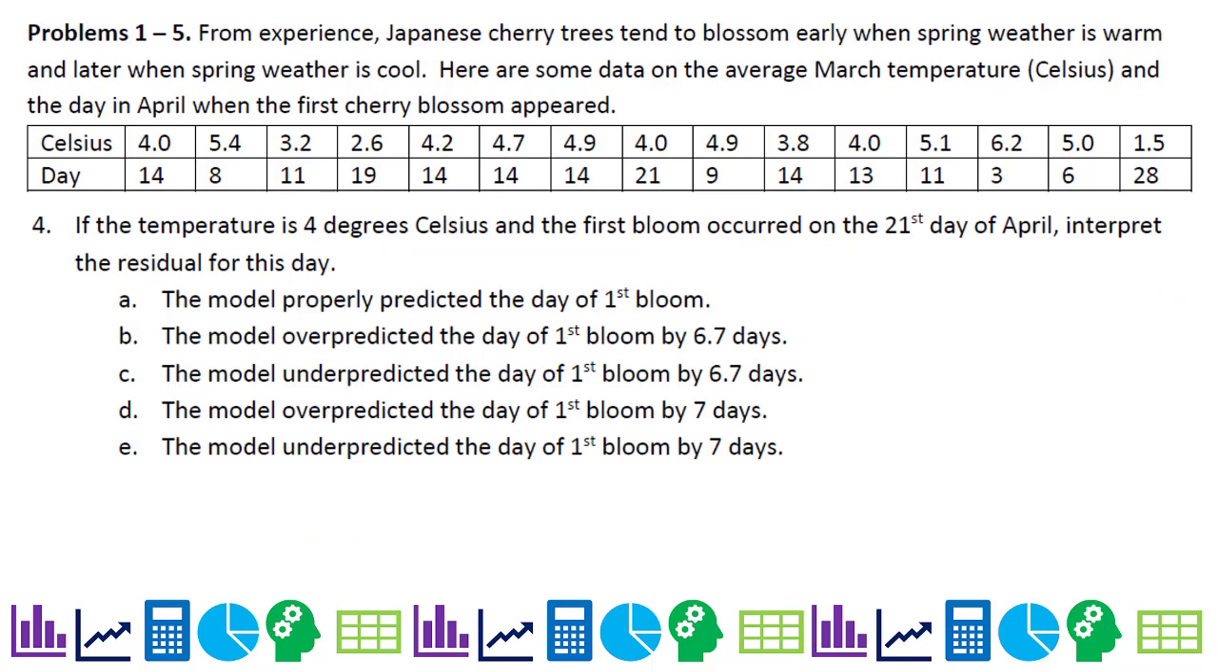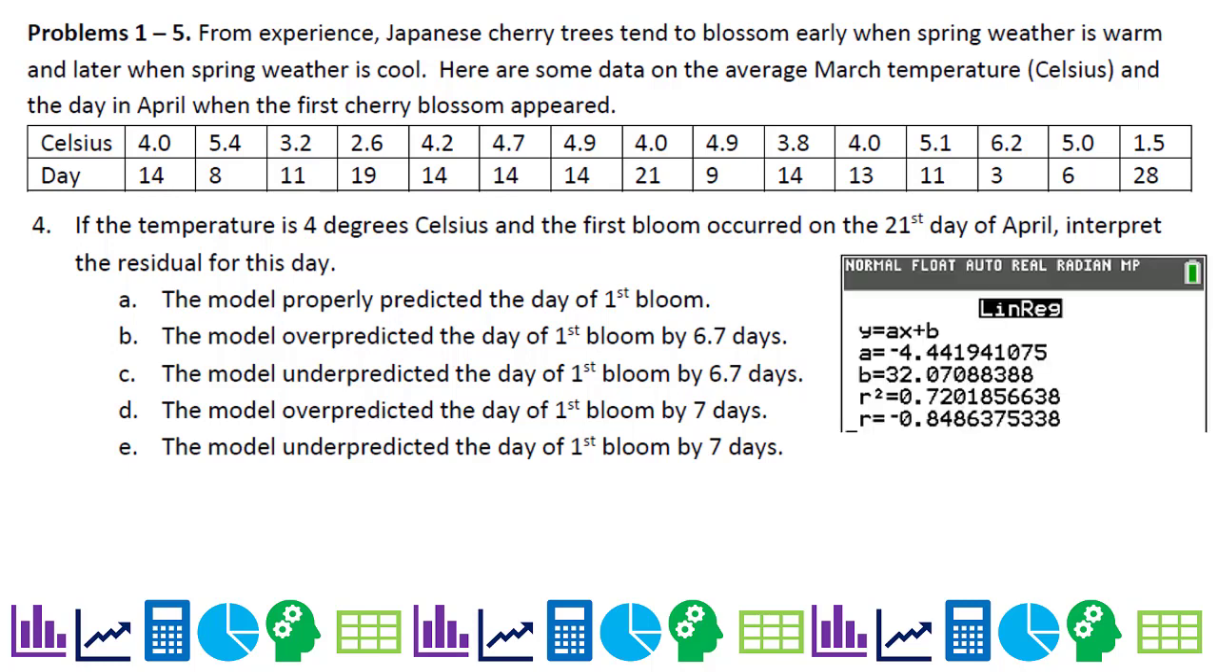Number 4, if the temperature is 4 degrees Celsius and the first bloom occurred on the 21st day of April, interpret the residual for this day. So we're going to need our equation, and I'm going to calculate the predicted value. So that's what that little hat over day means, it's predicted day. I could also write this out as just predicted day equals negative 4.42, which was the slope we pulled from there. We multiply that by our x variable. In this case, that is Celsius.